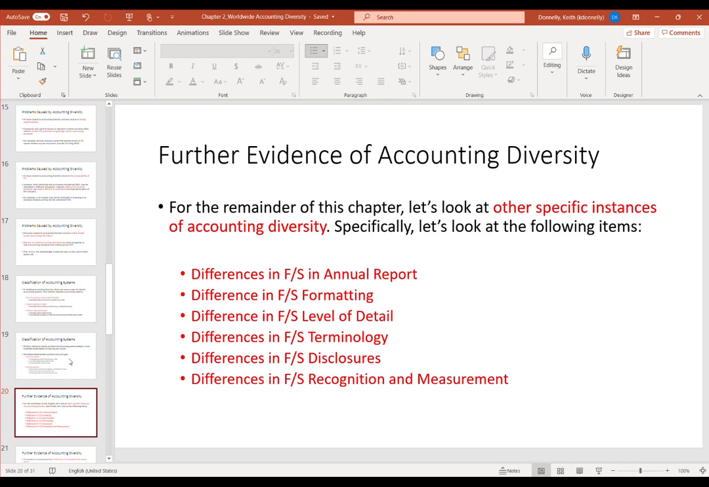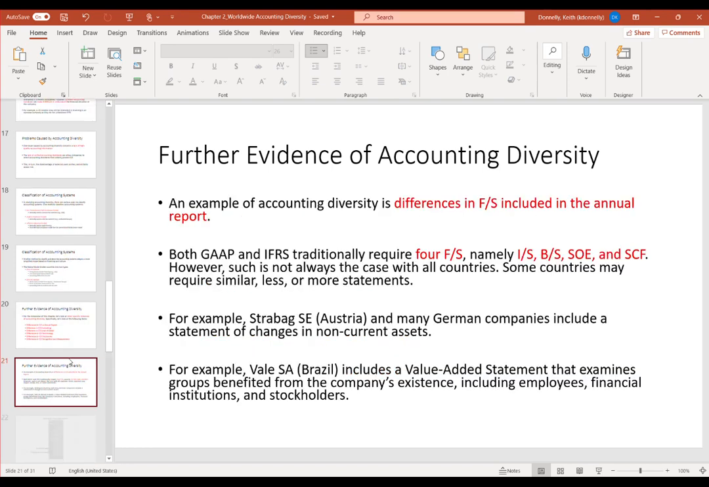So the rest of this chapter here, right, we're going to be looking at other specific instances of accounting diversity. Things we're going to be looking at are differences in financial statements in the annual report, formatting, the level of detail, terminology that's used, disclosures, and then recognition and measurement rules.